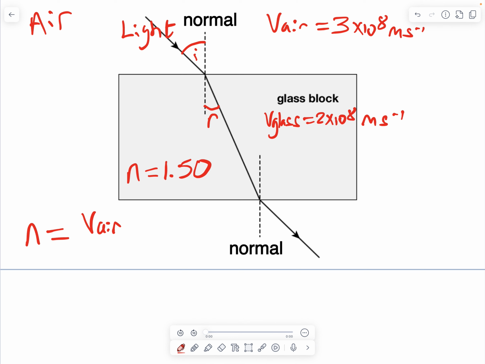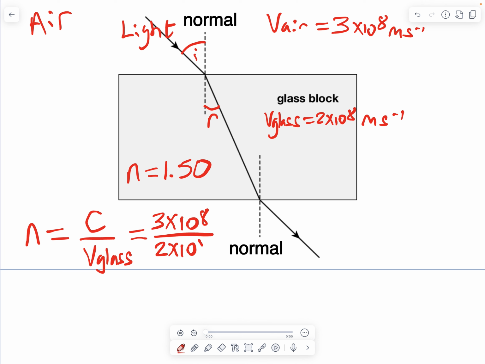So maybe I should change that. It's strictly the speed of light in a vacuum, which is commonly known as C. That's the speed of light in a vacuum, divided by the speed of light in the material that we're looking at. Okay, so if you look at the speed of light in a vacuum, it's 3 times 10 to the 8 meters per second. And then if we divide that by the speed of light in glass, that gives us the refractive index of glass. And if we work that fraction out, it comes out as 1.5.